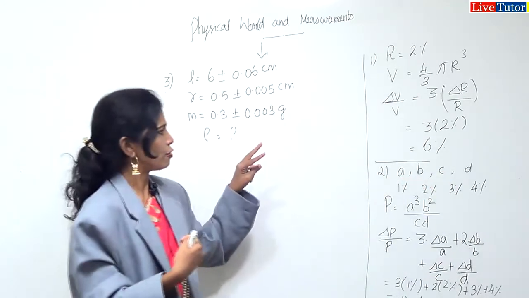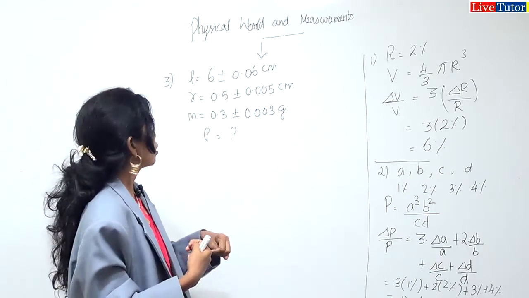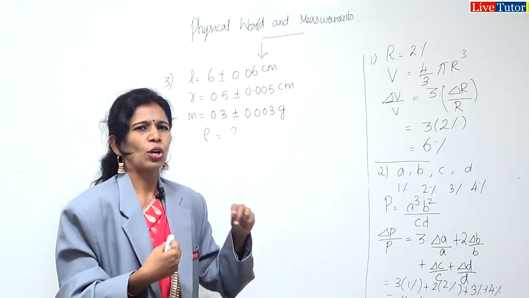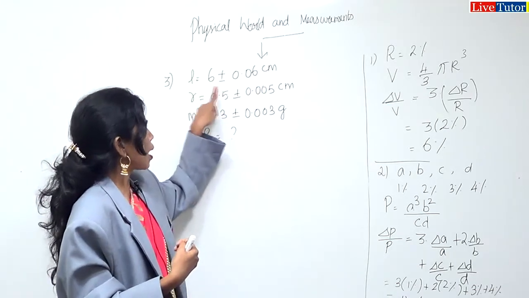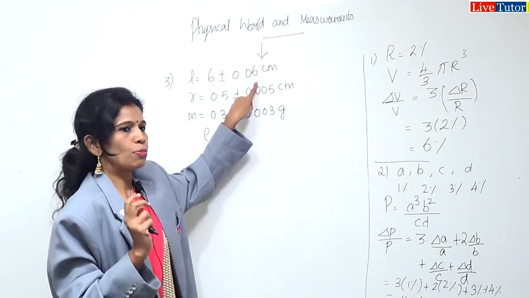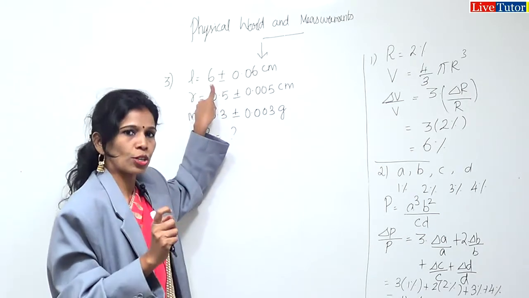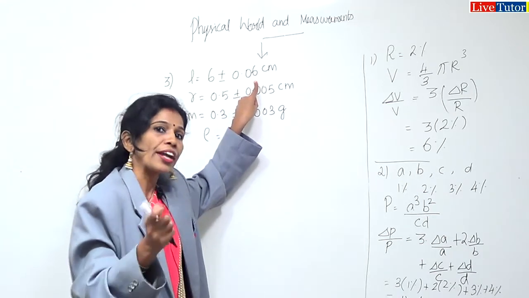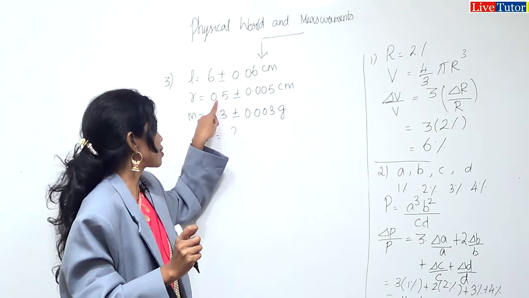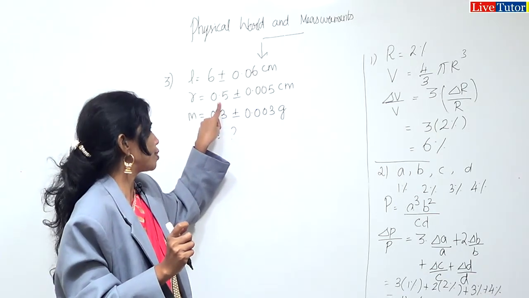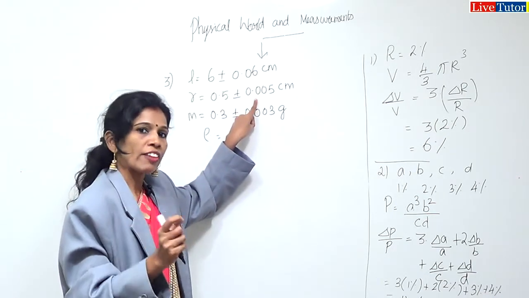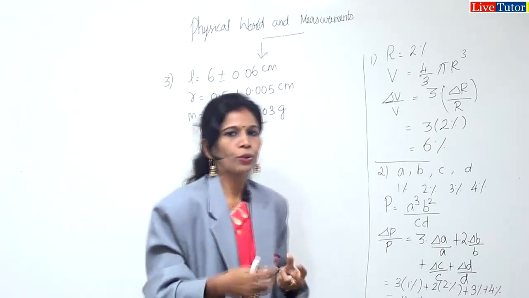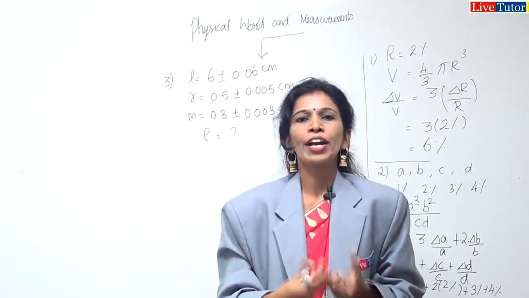But it's different from both the earlier problems, because here it is given as 6 plus or minus 0.06 centimeter. What is this? 6, again 0.06. Be very sure that 6 is the measured value and 0.06 centimeter is the error in finding the length. Similarly, in the second case, this is the measured value of radius and this is the error value of radius. Again for mass. Now we should find the error in the determination of density.